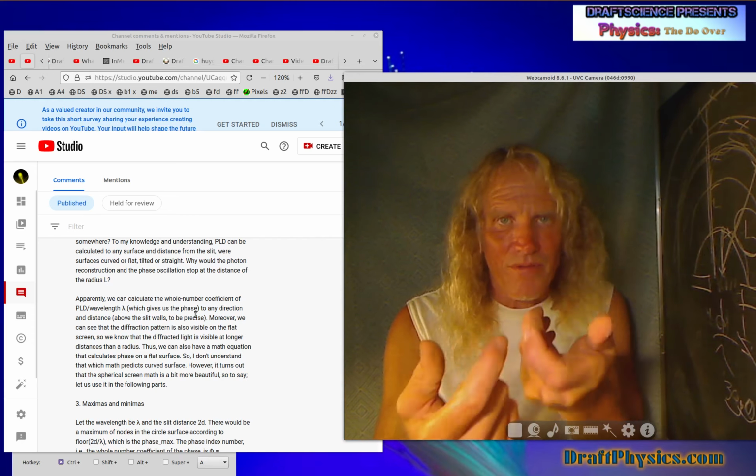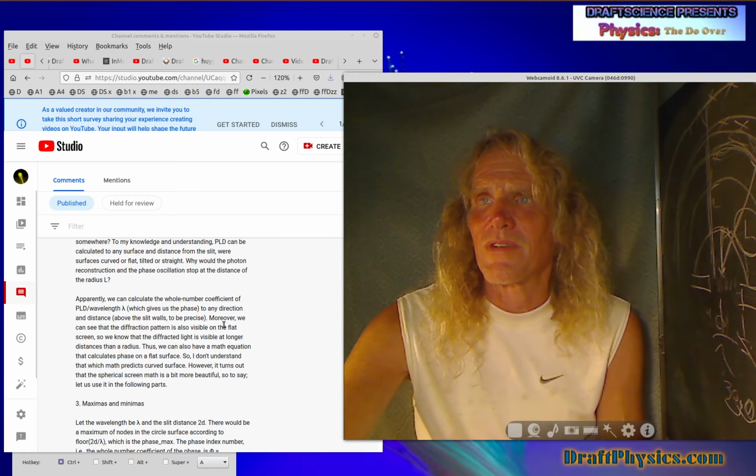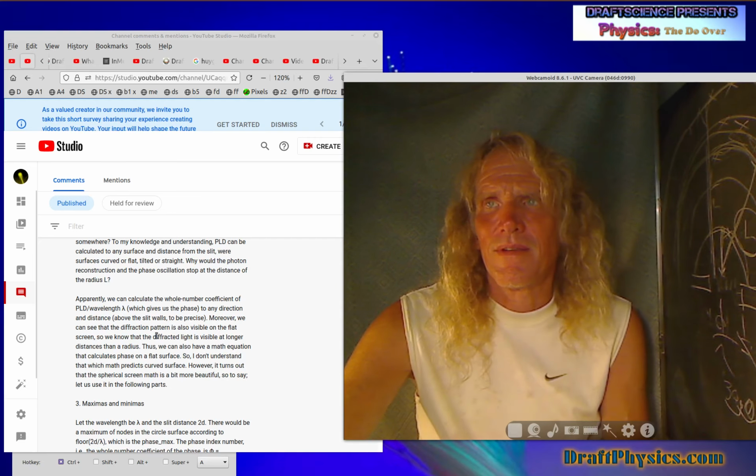"To any direction and distance above the slit's walls to be precise." I don't even know what that means, above the slit walls to be precise. "Moreover, we can see that the diffraction pattern" — you're just using all kinds of words here. What's a diffraction pattern? What the heck is that?